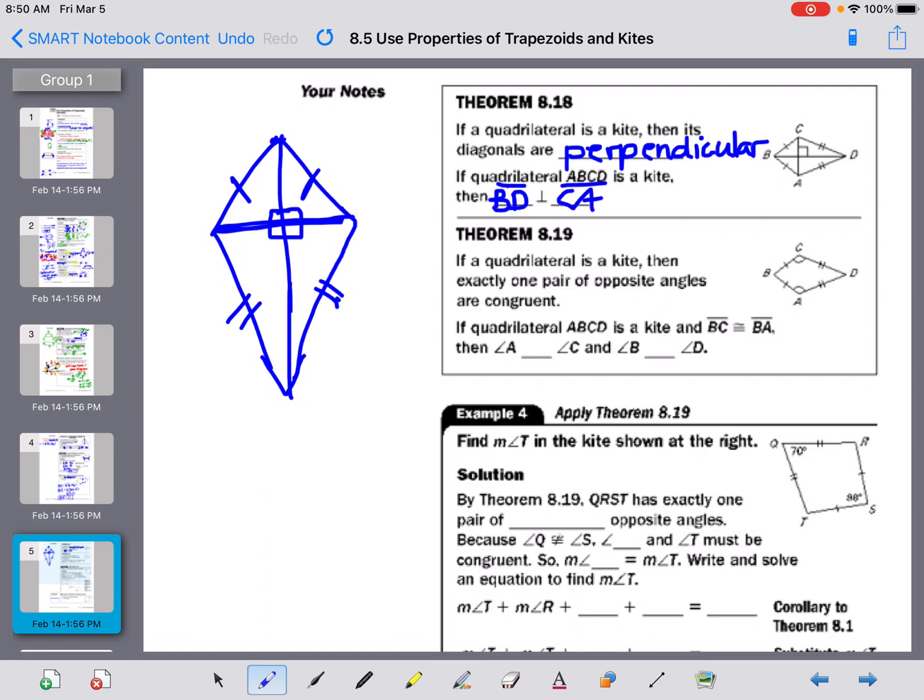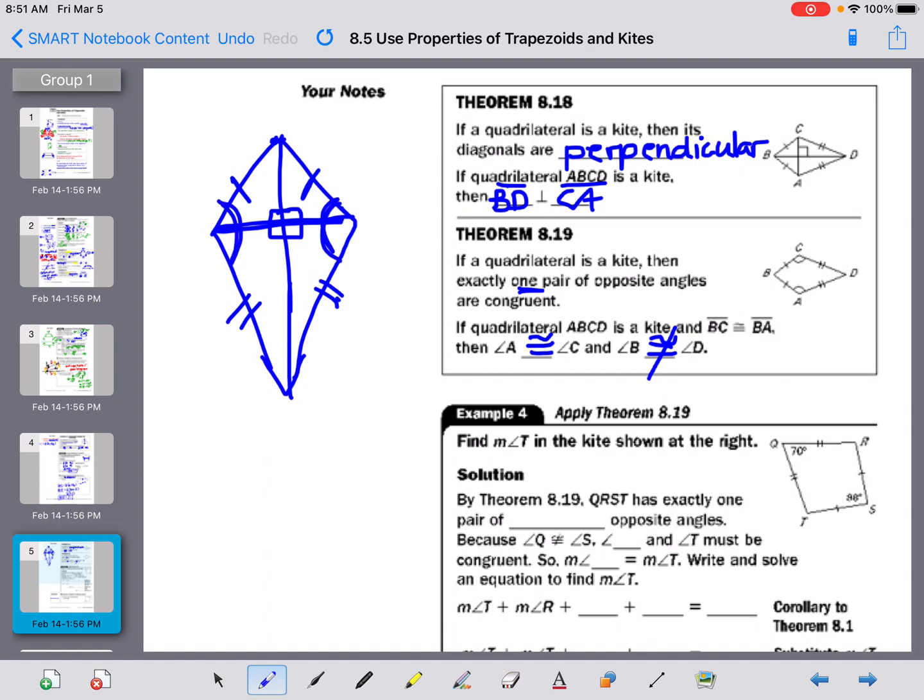Second one, if a quadrilateral is a kite, then exactly one pair of opposite angles are congruent. One pair of opposite angles are congruent. So angle A and angle C are congruent, but angle B and angle D are not congruent. Only one pair can be congruent, okay? So over here, one pair of angles is congruent.